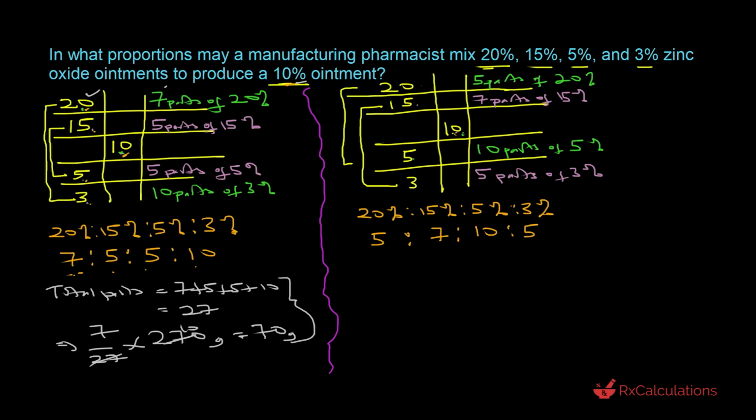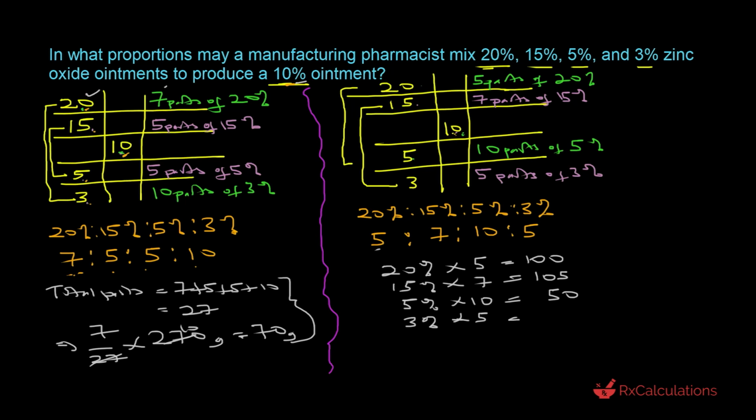Now let's talk about one way you can check or confirm your computation. What you do is you will take the concentrations of the components you are mixing. So that's 20%, 15%, 5%, and then the 3%. And then you multiply all of these by their respective parts. So for the 20, we have 5 parts. For the 15, you have 7. For the 5%, you have 10 parts, and for the 3%, you have 5 parts. And now this is going to give you 100. This gives you 105. This gives you 50, and this gives you 15.